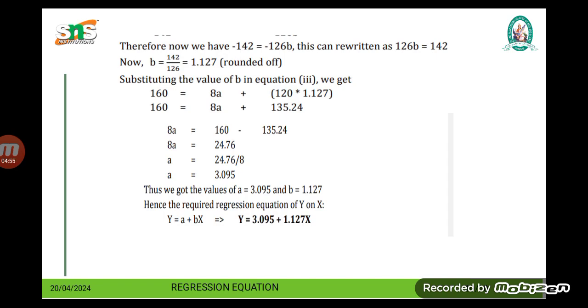This is how we have to calculate our regression equations for both x on y and y on x. The formula can differ according to our problems.